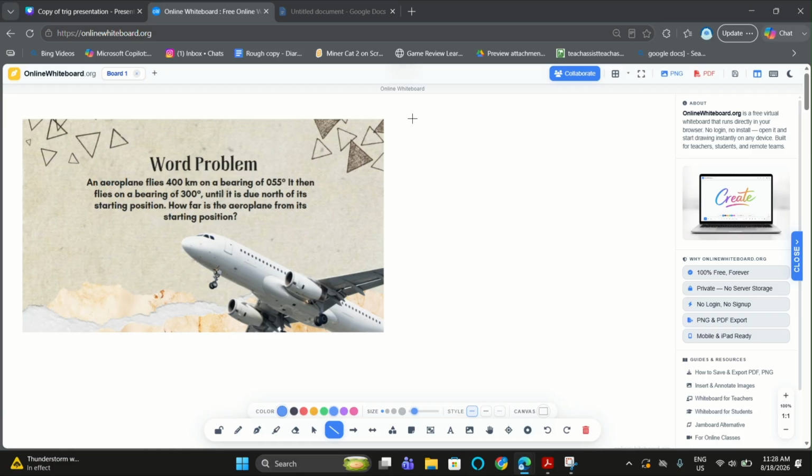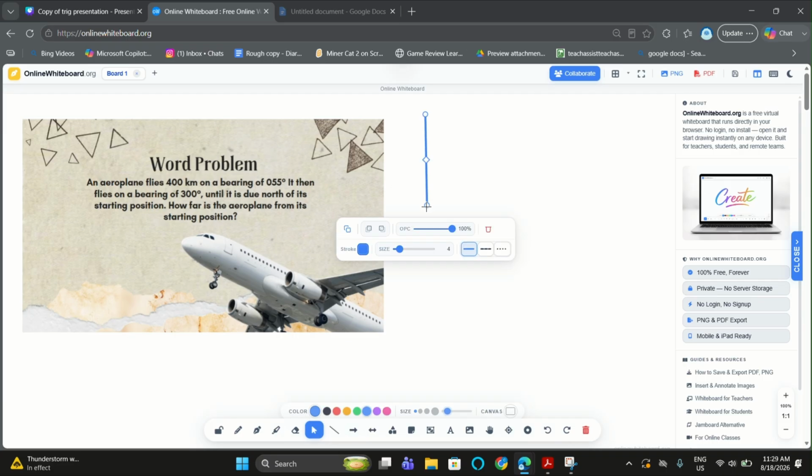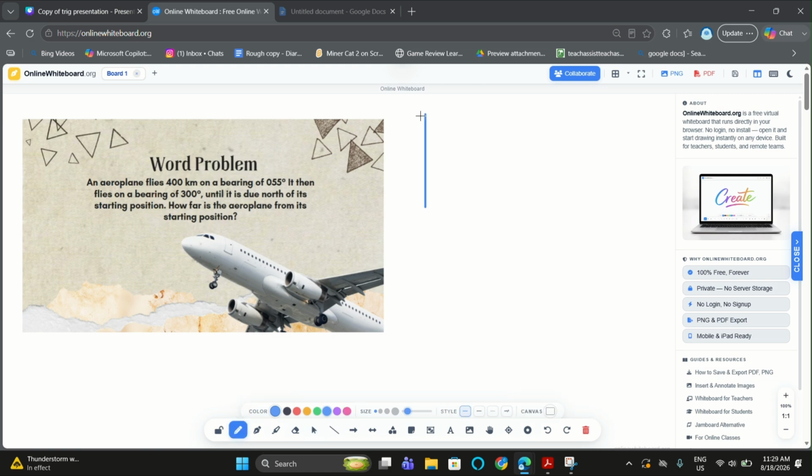When we look at the question, before even reading the question, make yourself a north or a south straight line. Cool? And that's where we're going to be getting our directions from. So we know that it's the north. This is our north line. Let's put an arrow on top because it's going to keep going. Now they're saying that an airplane flies 400 kilometers on a bearing of 55.